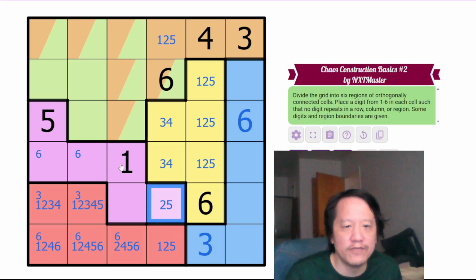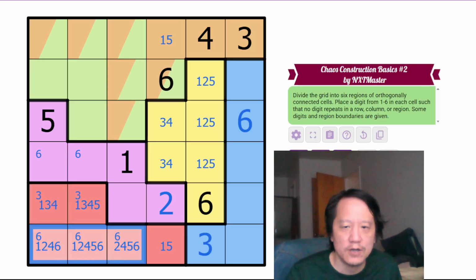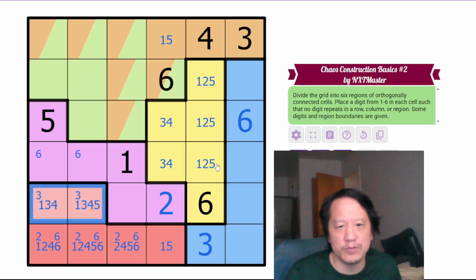This can't be 5 or 1 because of 5 and 1 in the region. So this is 2. Which eliminates 2 here, it eliminates 2 there. That also eliminates 2 in the rest of this row, so the 2 in the red region has to be one of those 3 cells. As we have 6 there, we have 2 there. 3 is guaranteed to be one of these.